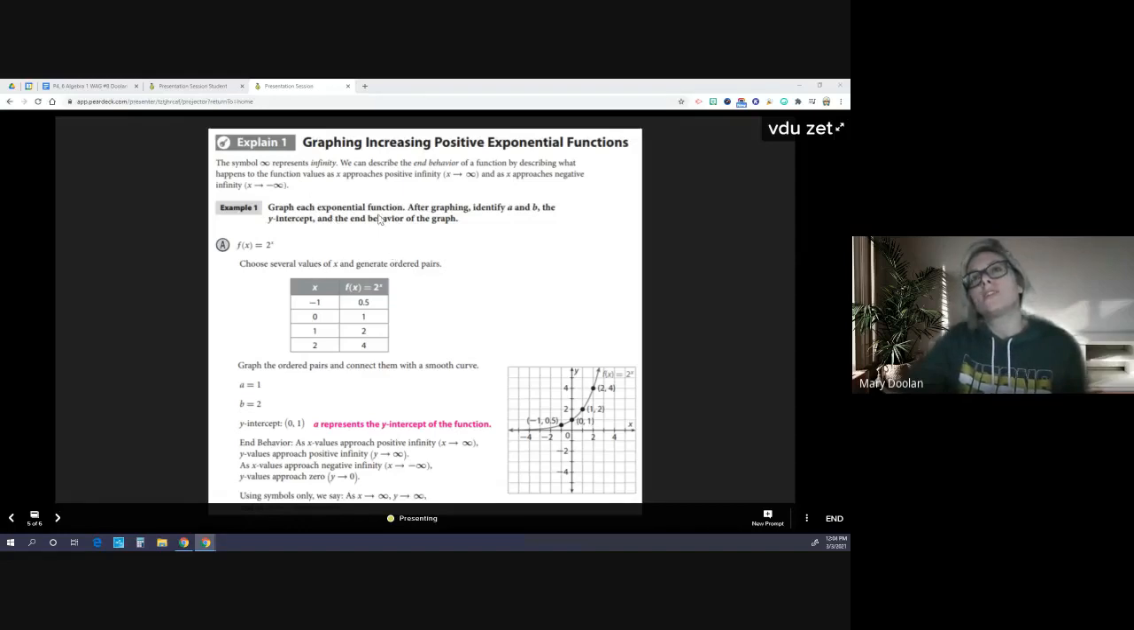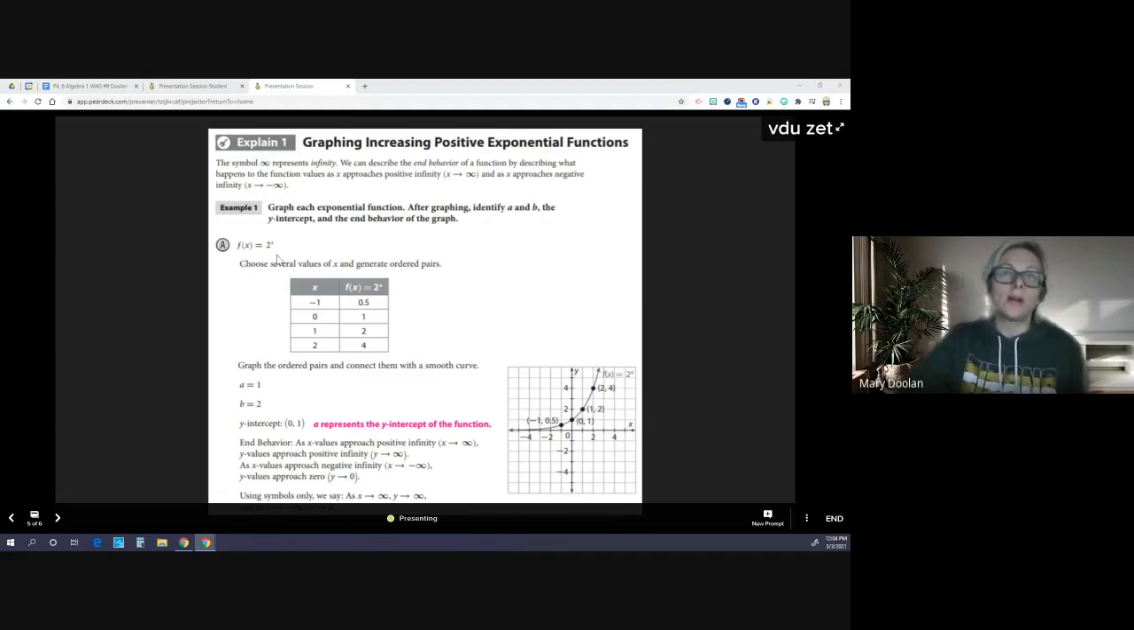And so to graph each exponential function, for this example, they're doing these multiple things. They're graphing, they're identifying A and B, the y-intercept also, and the end behavior of the graph. So for A, the function that is given is f of x equals 2 to the x power. Now, Desmos is great because you could type this in and make sure you're doing all your work correctly. You would get a picture like this if you are.